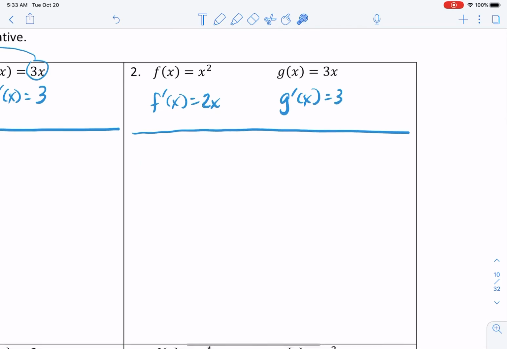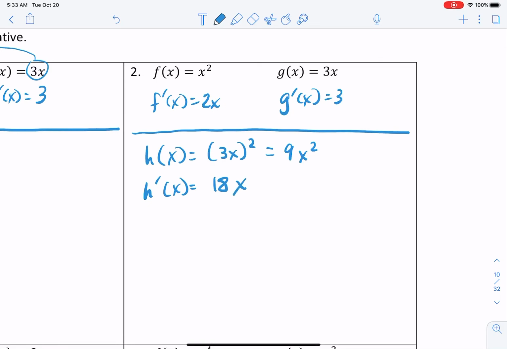So let's do the composition. H of x being equal to, we'll take this 3x and plug it in for x in this x squared function. So I square both of those pieces and I get 9x squared. Okay, and now let's take its derivative and I get 18x. Wait a minute. I can see that that's not exactly the same as the product of those two things because something else is happening here.